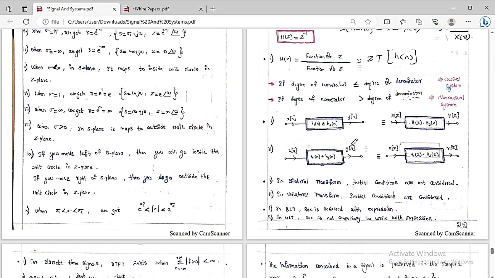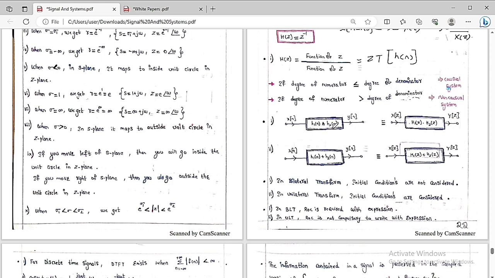Sometimes doing the analysis in the time domain is somewhat harder. That is the reason we try to do the analysis in the z-transform domain, and finally, with the help of the inverse z-transform, we can get the value of x(n). So whenever two systems are connected in cascade, the resultant impulse response is the convolution of the individual impulse responses. Whenever two systems are connected in parallel, the resultant impulse response is the summation of the individual impulse responses.